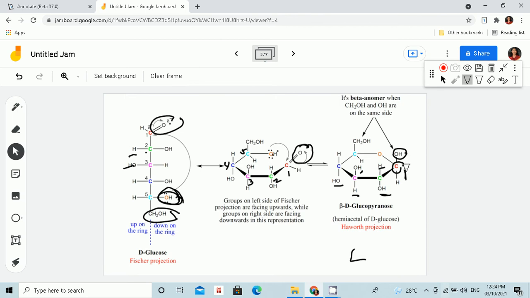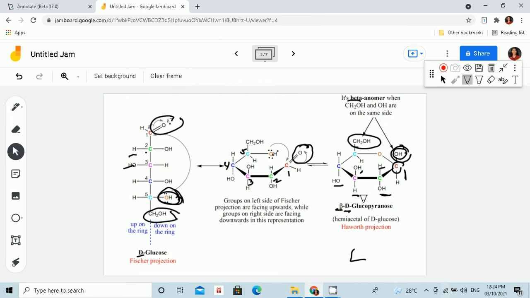Okay, C1 anomer, carbon 1 anomer. When we have OH above the ring, and it is also on the same side as our CH2OH, so when they are on the same side, it is called beta, beta anomer. So that's why we call this one beta. Then since this is D, it's a D.